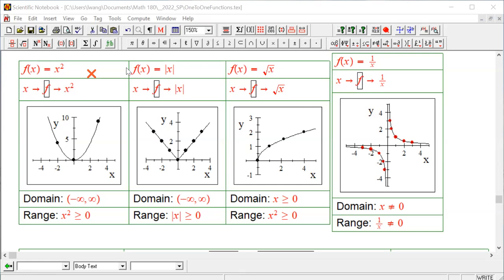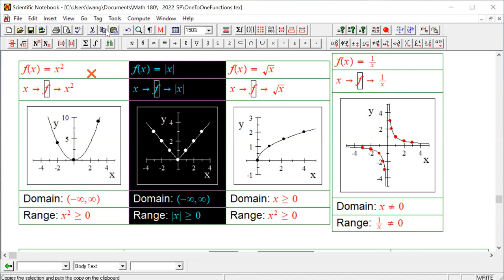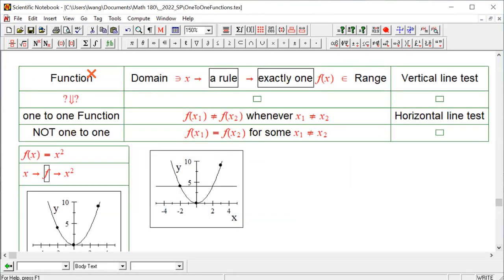Okay, so now let's look at the absolute value function. Is it one-to-one? From the graph, we can tell clearly it is not one-to-one. So let's take this out. Is this function one-to-one? The answer is no. Why? What are the words we're going to use to express it, to convince people that we have done the right thing, we said the right thing?